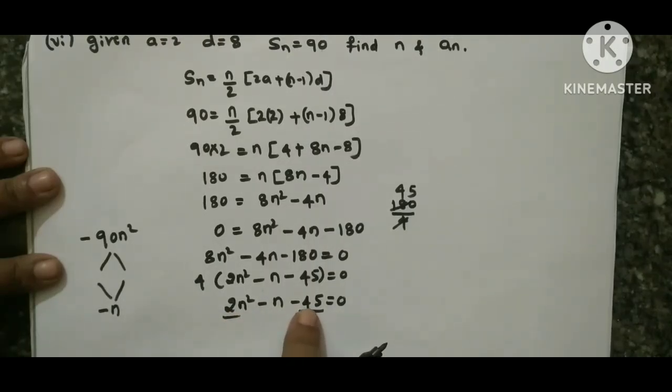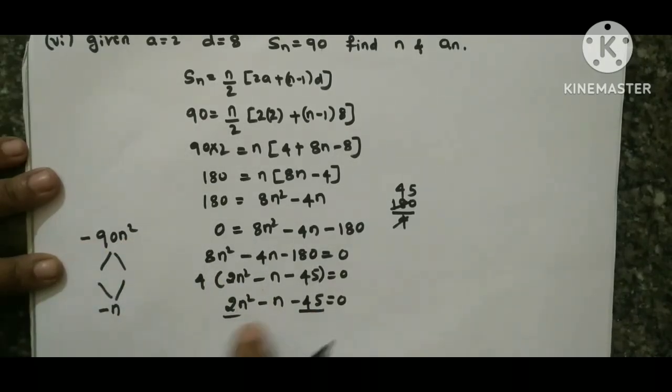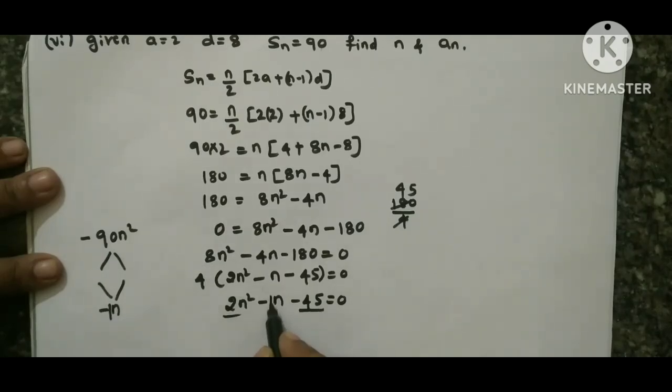2 into 45 is 90. Here plus into minus is minus n square, we wrote it. And the middle term with the sign as it is, you should write. It is like 1n. Nothing is there, means 1 will be there here.